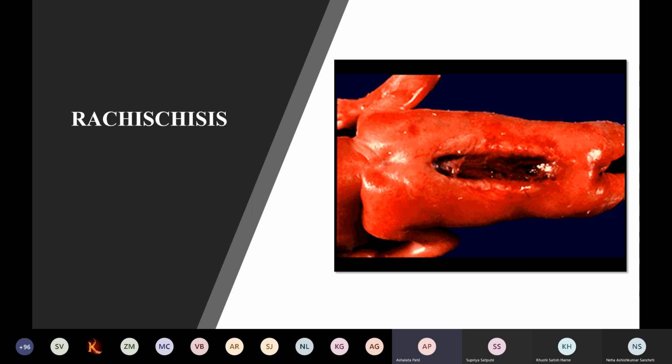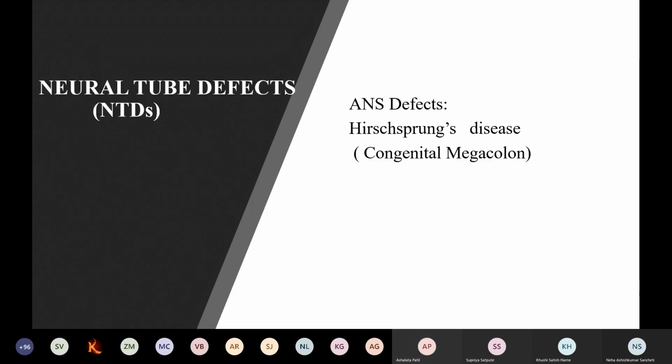Rachischisis is failure of closure of the posterior neuropore. This is a severe form of spina bifida. In the autonomic nervous system, if ganglia fail to develop in the wall of the gut, the commonest is congenital megacolon, that is, it leads to neuromuscular incoordination and dilatation of the colon, so Hirschsprung disease.